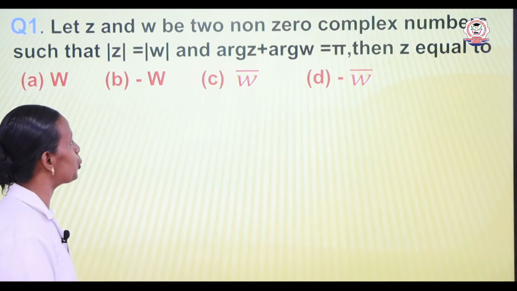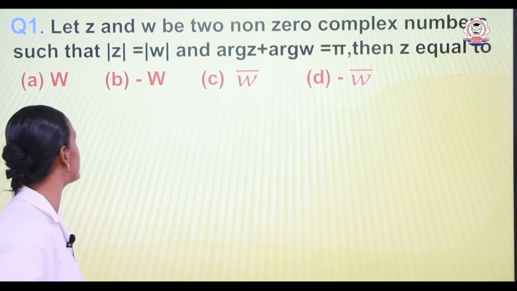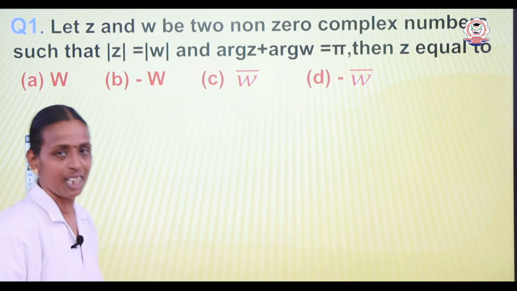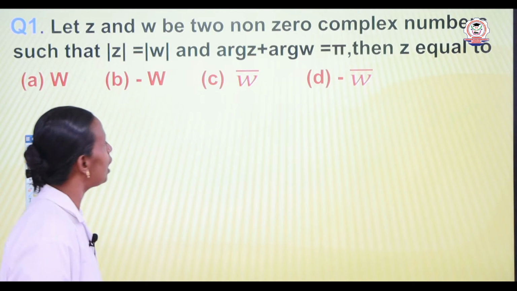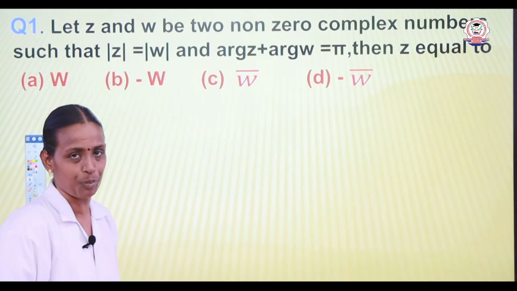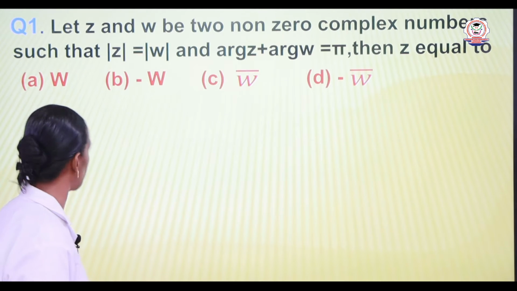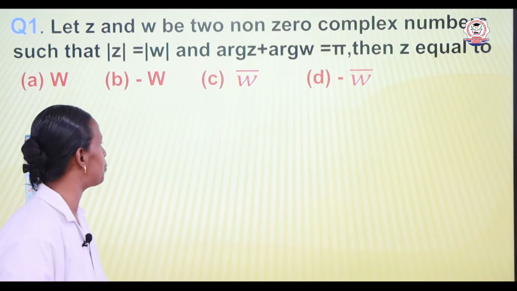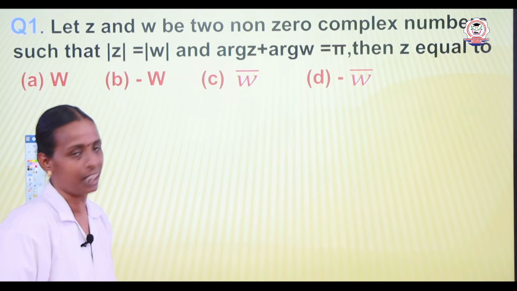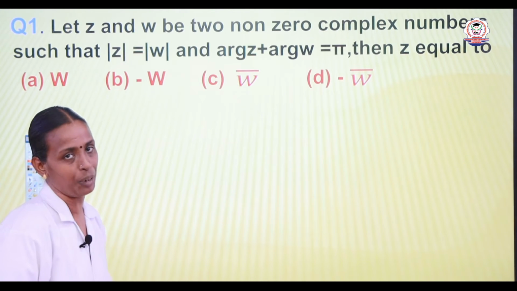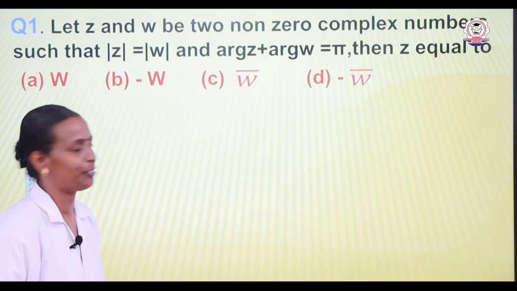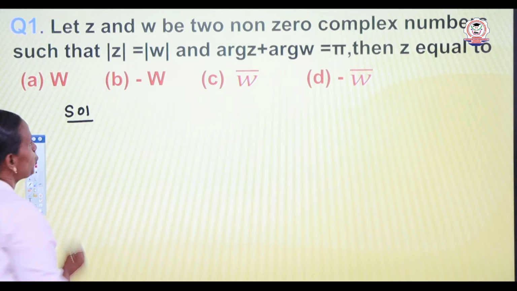Let Z and W be two non-zero complex numbers such that modulus of Z equal to modulus of W and argument of Z plus argument of W equal to pi, then Z equal to option A W, option B minus W, option C W bar, option D minus W bar. How to find the solution for this one?